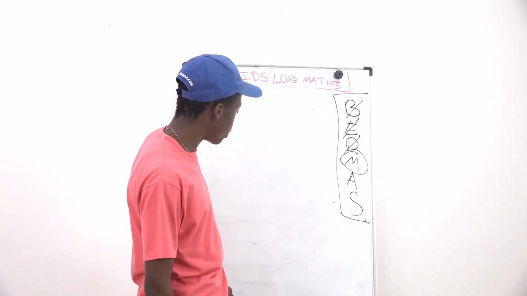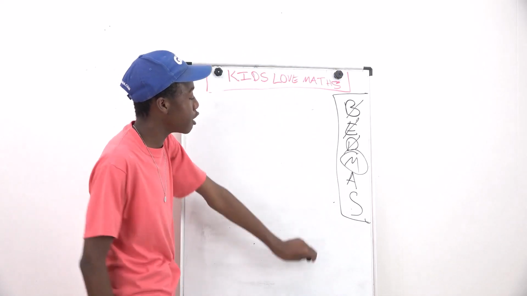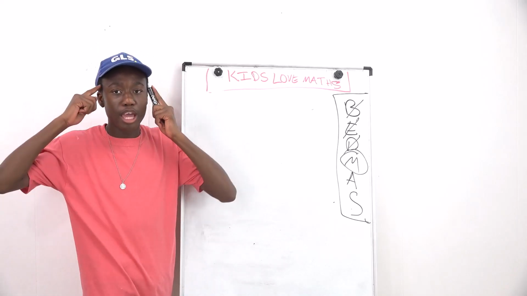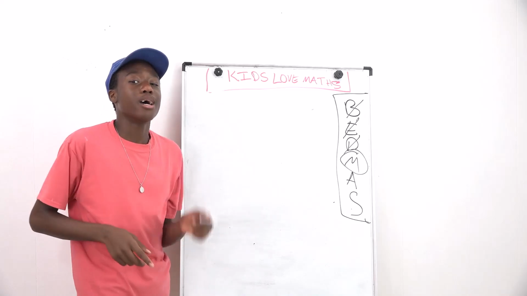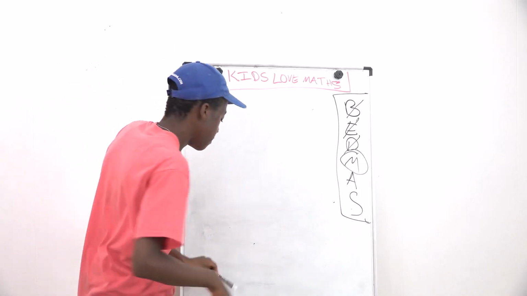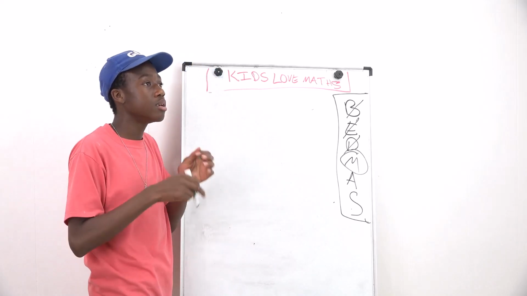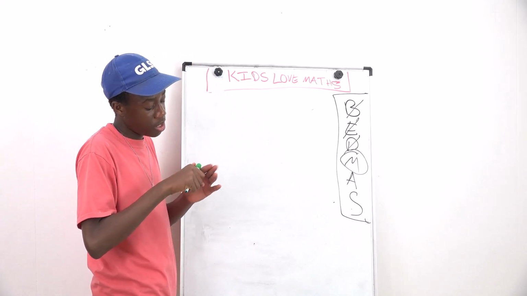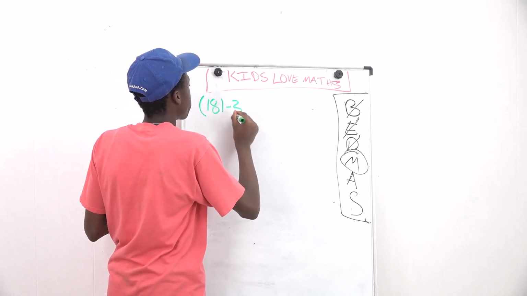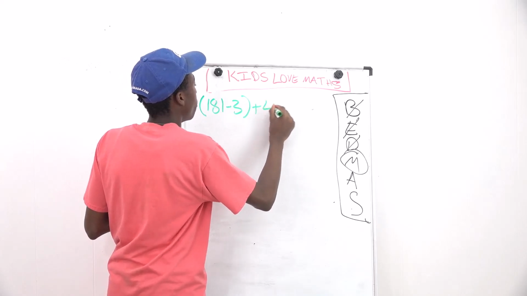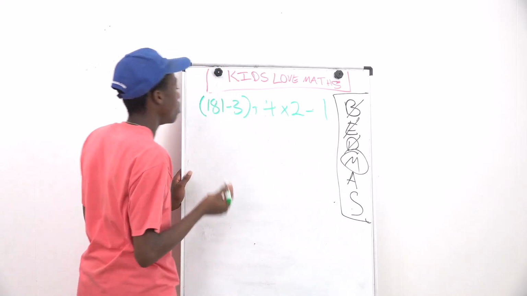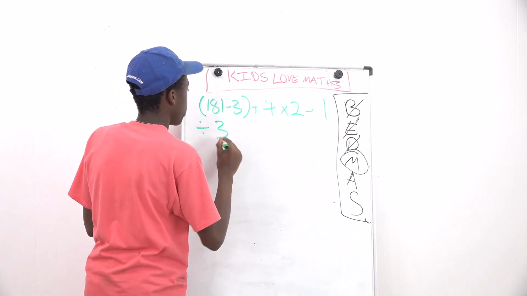So, our last question is going to involve all the operations of BEDMAS. So, are you guys ready to get your thinking hats on? I think you are. Let's do this, guys. So, let's do this. 181 subtract 3 plus 4 times 2 subtract 1 divided by 3.